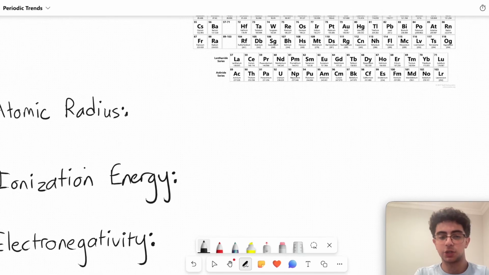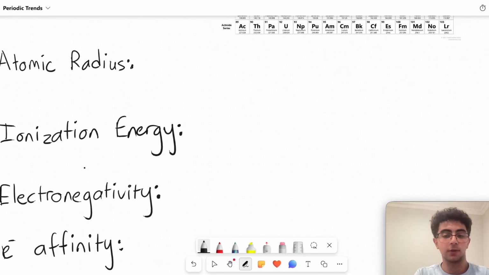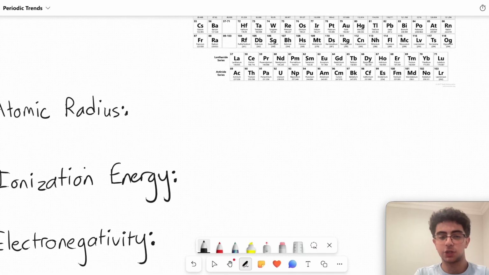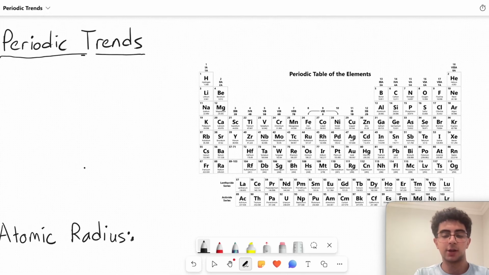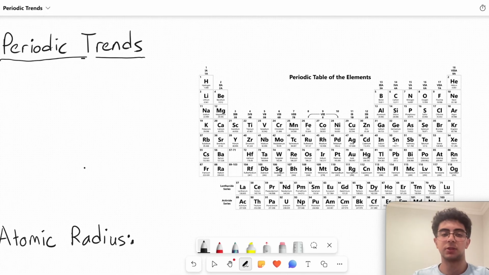Hi everyone, today we're going to talk about periodic trends. There are four you'll need to know: atomic radius, ionization energy, electronegativity, and electron affinity. We'll talk about what they all mean and how to recognize and understand the trend from the table.